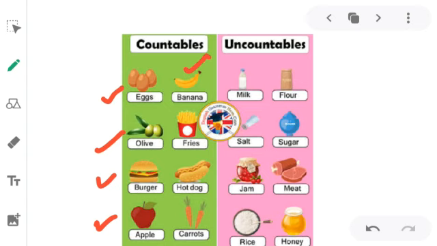Now let's see what are uncountable nouns. Uncountable nouns are flour, sugar, meat, honey, rice, jam, salt, milk, etc. So these are uncountable nouns. We cannot count them like 1 milk, 2 milk, 3 milk. We cannot count them. We can measure it with liters.